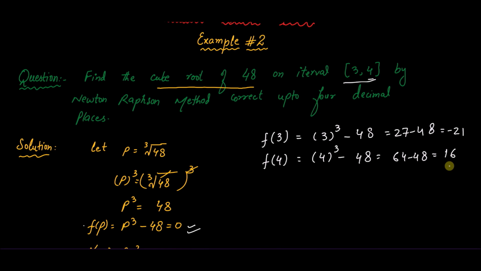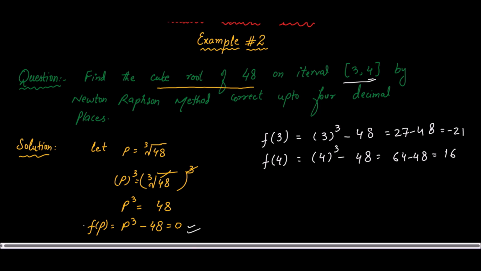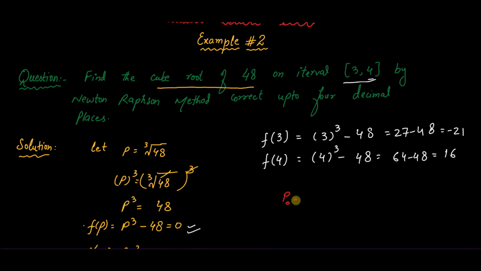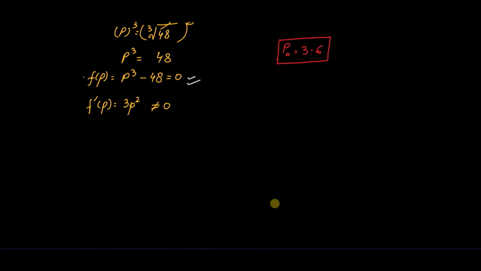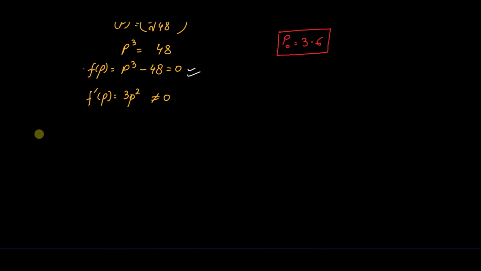Now it's our choice which point we choose as a first approximation. We can easily choose 3, we can choose 4, or in between we can choose 3.1, 3.2, 3.9. It's according to our own choice. So I am choosing p naught equal to 3.6, and this is my first approximate root that I am using to perform my iteration further. So let's begin with the first iteration.